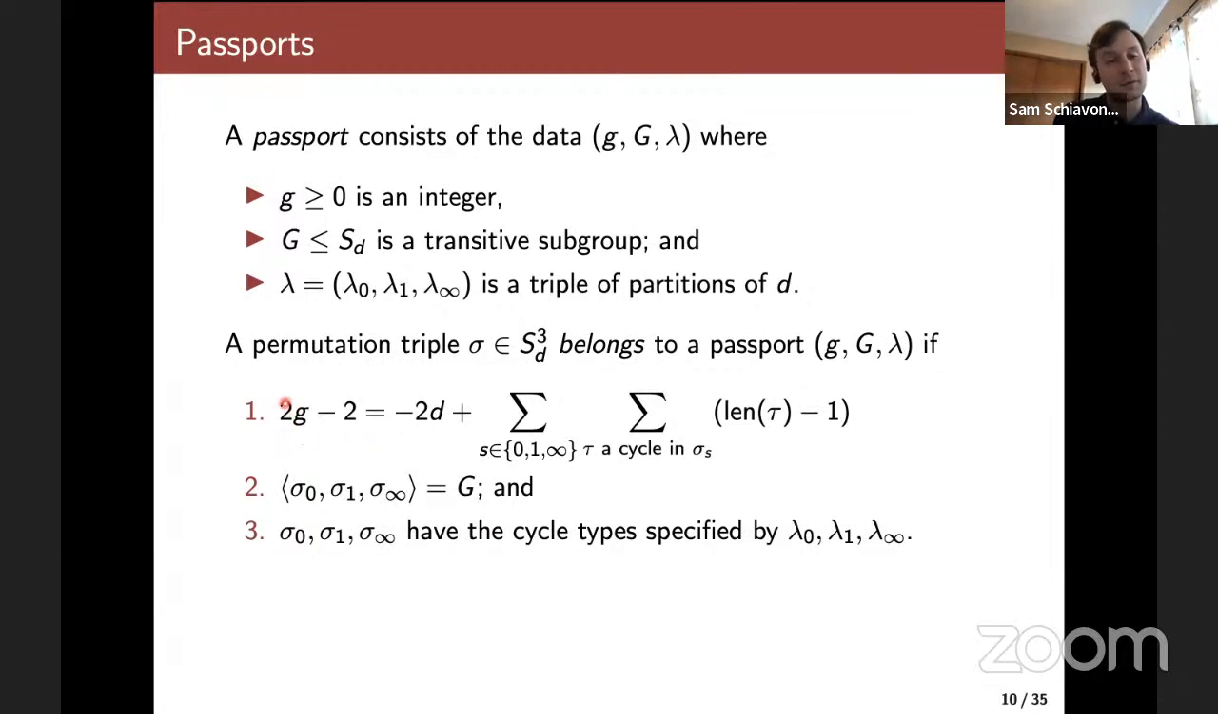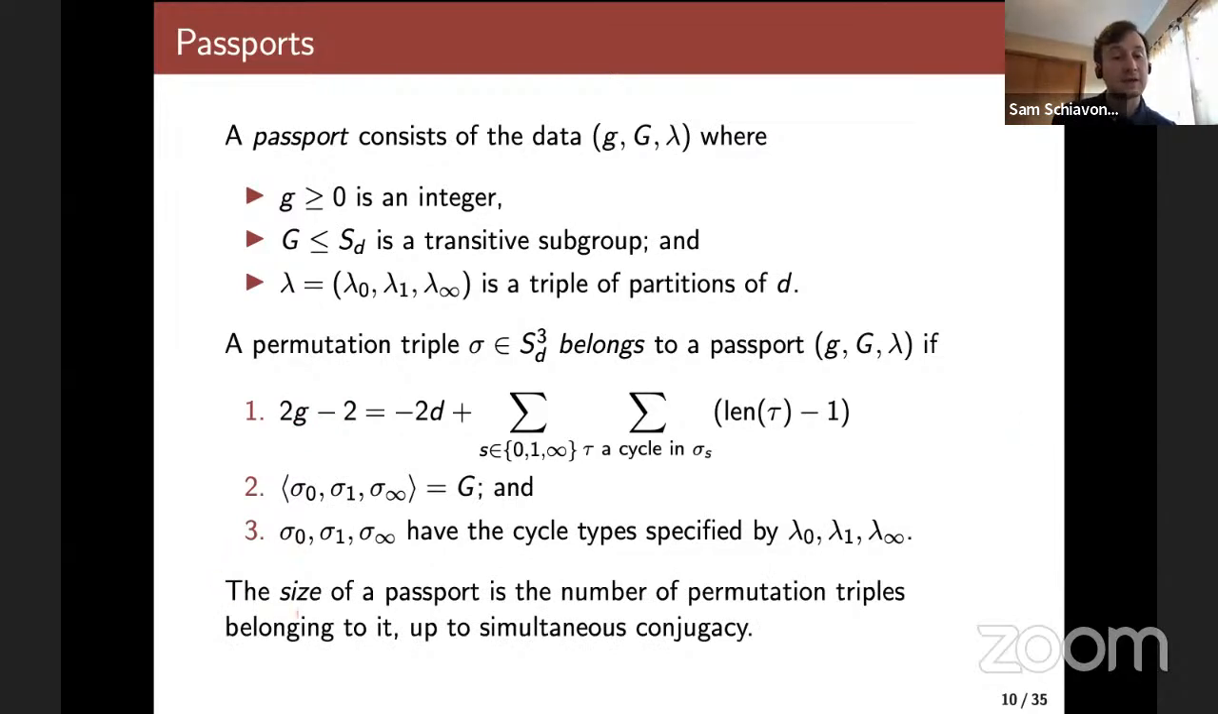If you know the Riemann-Hurwitz theorem, this probably looks familiar. You have 2g minus 2, then you have D times, since it's a map to P1, which is genus 0, 2 times 0 minus 2, which is minus 2. And then this is basically encoding the multiplicities of the ramification divisor. So you should really just think that this first condition is saying that the corresponding Belyi map is defined on a curve of genus little g.